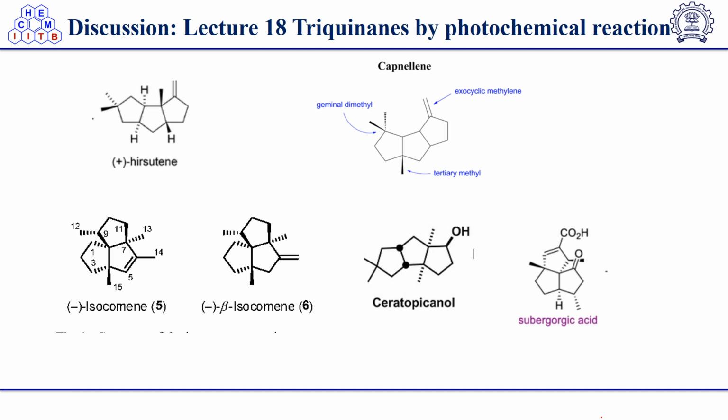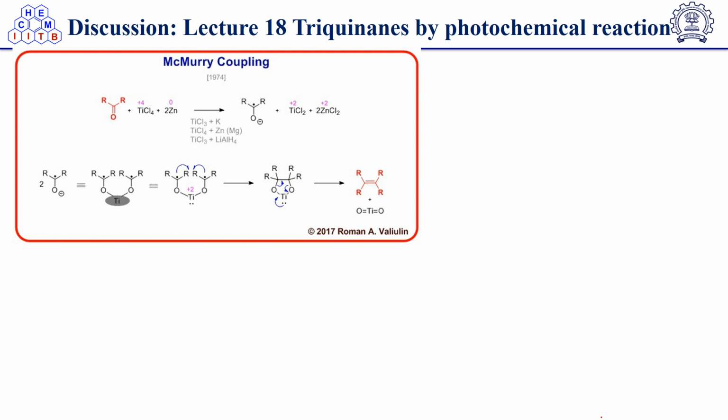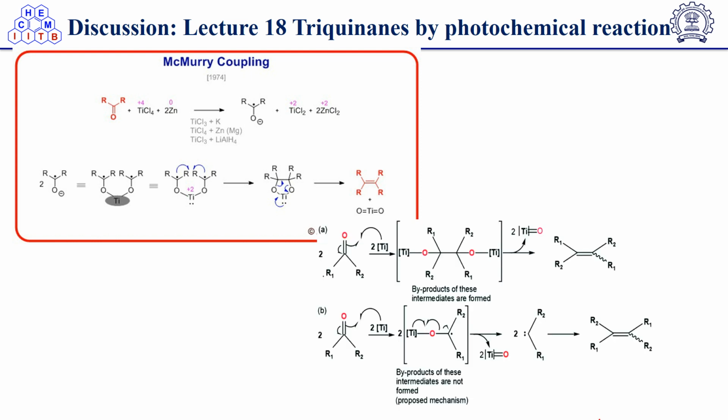And for capnellene, we have also seen that titanium-mediated ester-ketone reductive coupling is involved, that is the McMurry coupling. So we discussed the mechanism of the McMurry coupling also, which is a titanium-mediated cross coupling between esters or ketones to give the corresponding alkene. So that was about lecture 18.